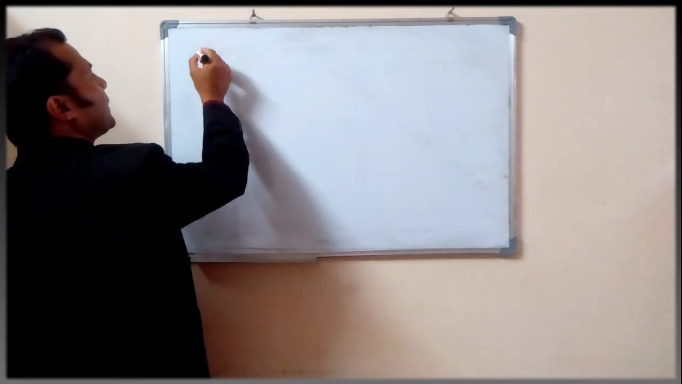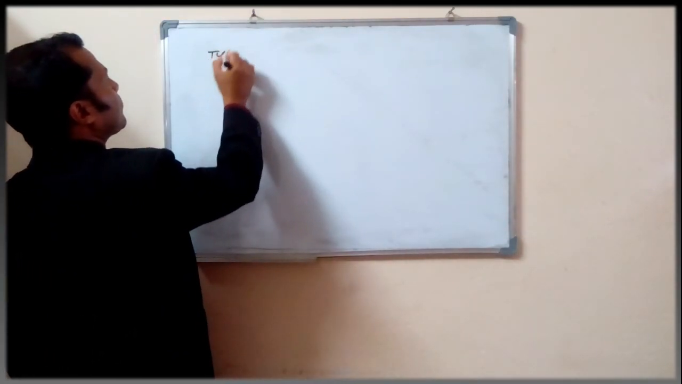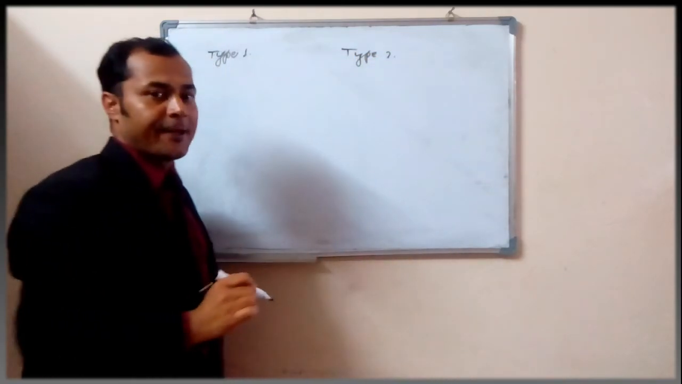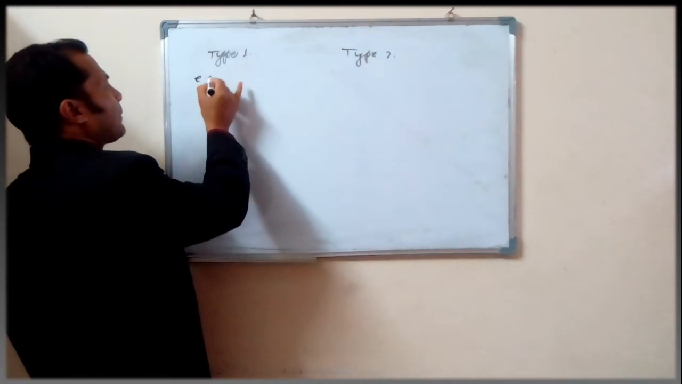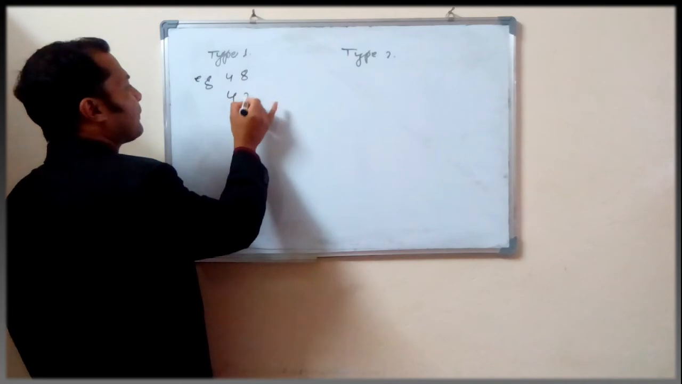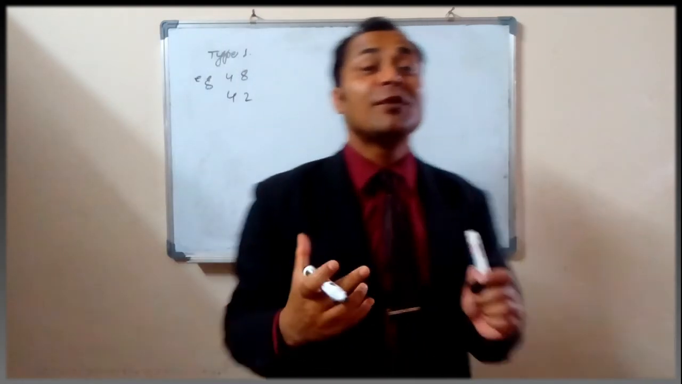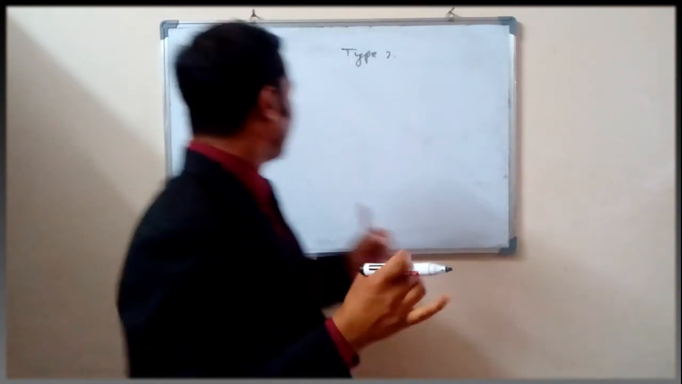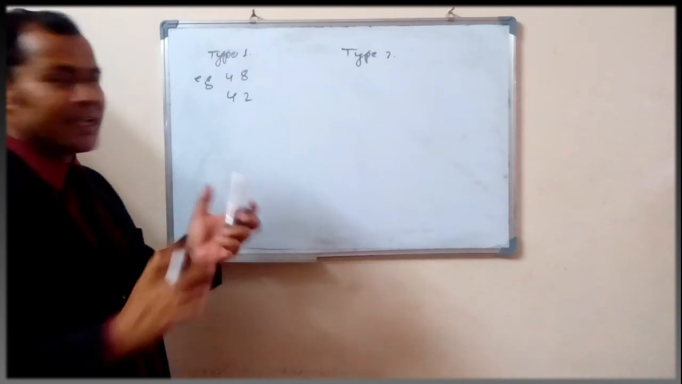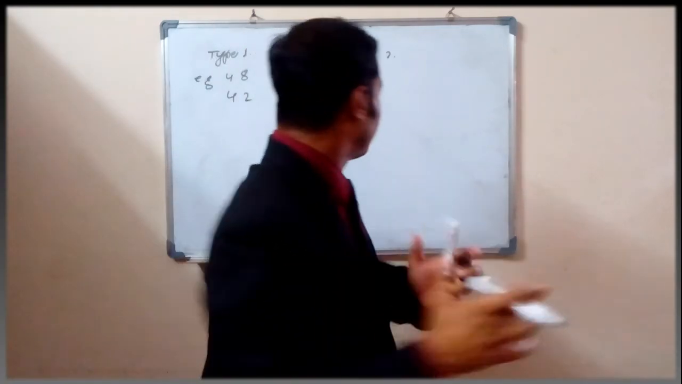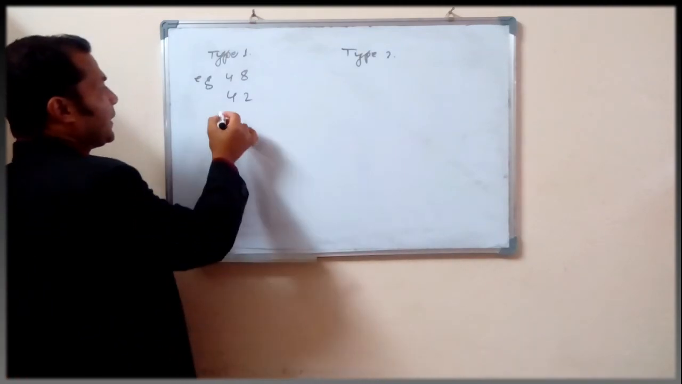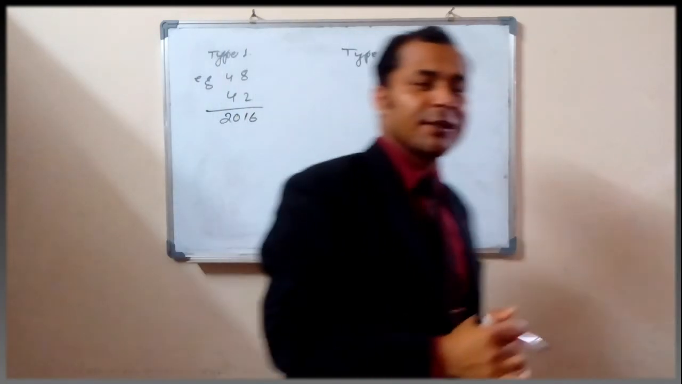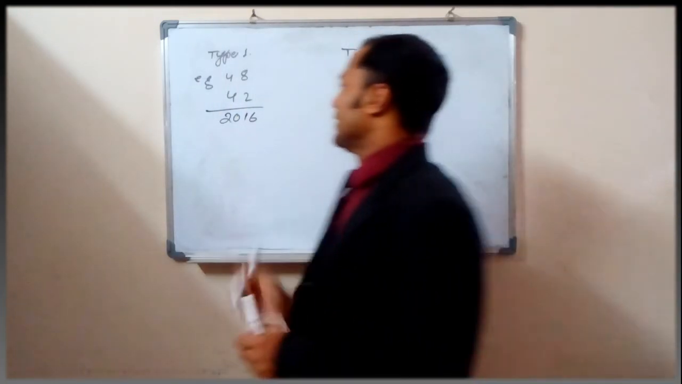Look here, there are two types: type 1 and type 2. The first one, let me give you an example, 48 and 42. How will you multiply them within seconds, without using any table or even a calculator? It's very simple. Here the answer is this and this. You can check it with your calculator, and I'm sure you will get this answer.